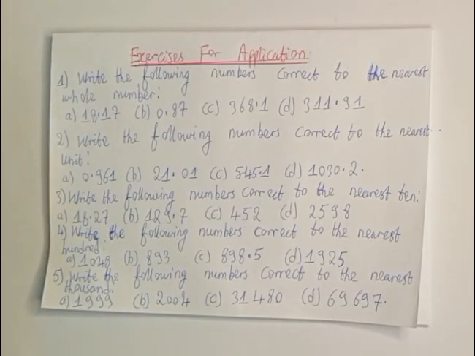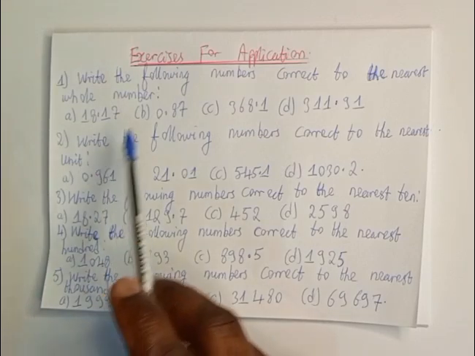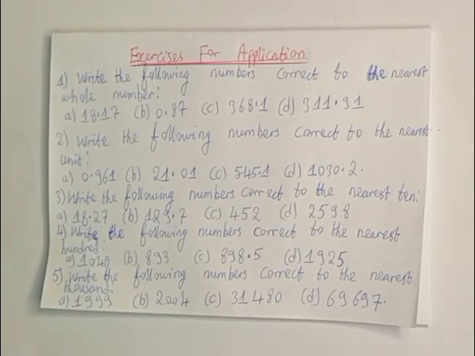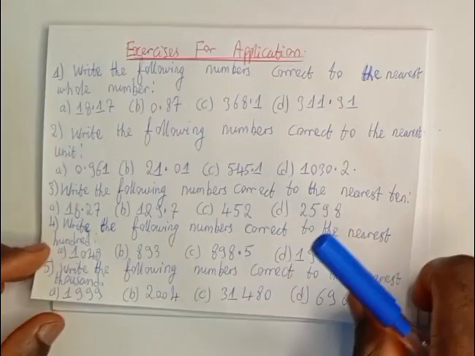We are to correct the following exercises for application. Question 1 says write the following numbers correct to the nearest whole number. Writing a given number to the nearest whole number simply means we have to eliminate the fractional part of that given number. We take the solution.